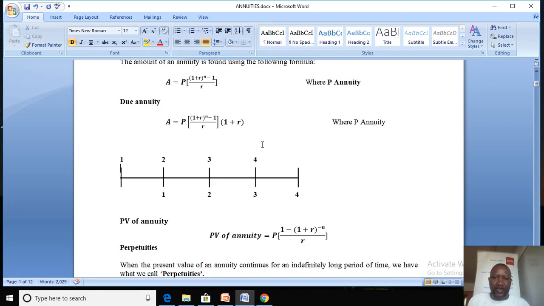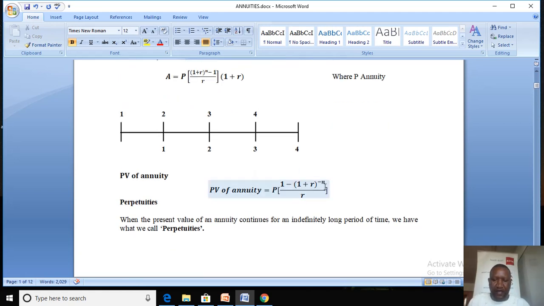I hope you have noticed the difference between the two. With the ordinary annuity, the moment you make your last payment, the account has matured. As for the due annuity, when you make your last payment, your money has to be in the account for another 1 year before it matures. That's why we are multiplying by 1 plus R.